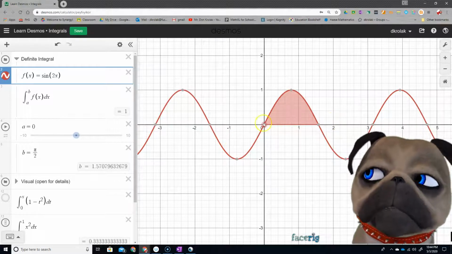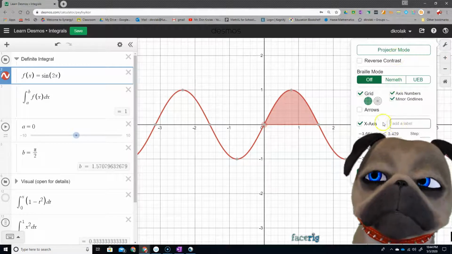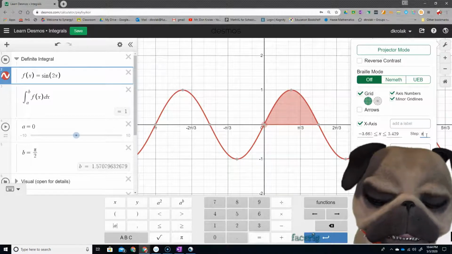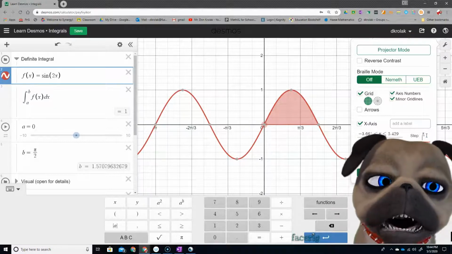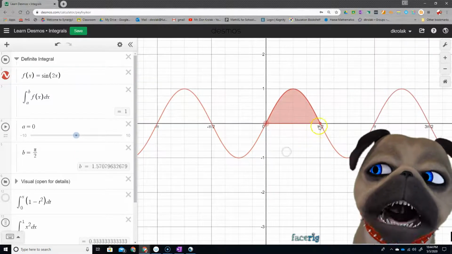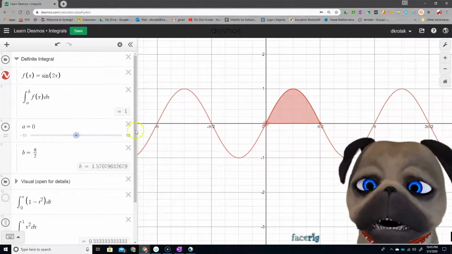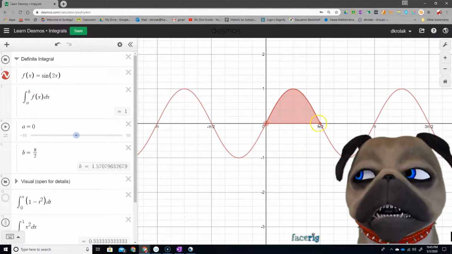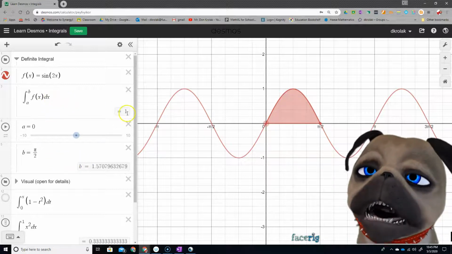Now, if I wanted pi to be on the x-axis, I would just go to Graph Settings, go to the x-axis, and change my step into a factor of pi. Like pi over 6 works. I'll just do pi over 2. And notice how it puts the pi, it's now in terms of pi. Okay, so the area from 0 to pi over 2 is equal to 1. All right, that's this answer.